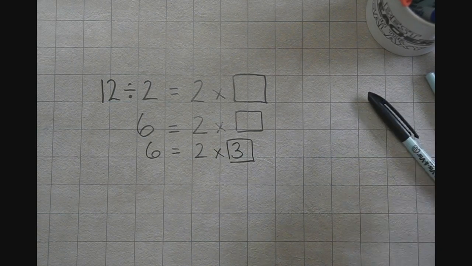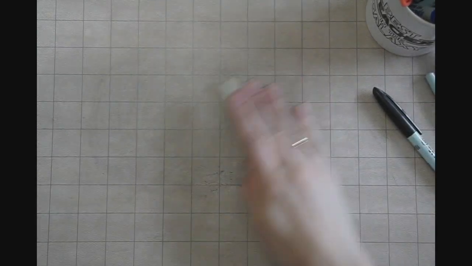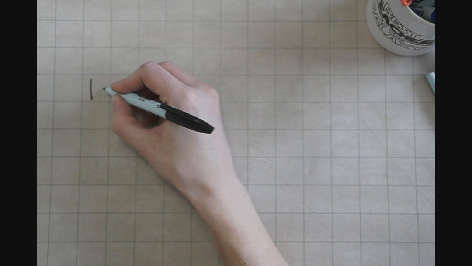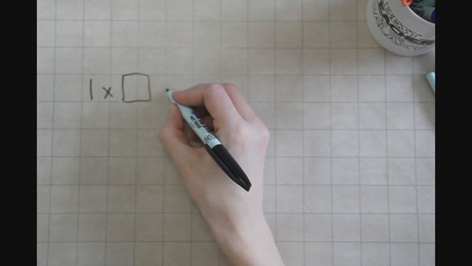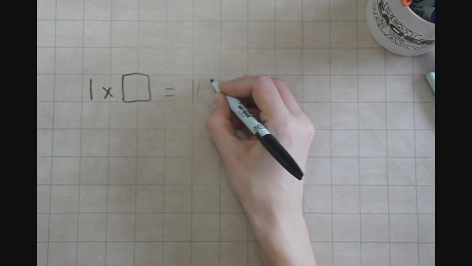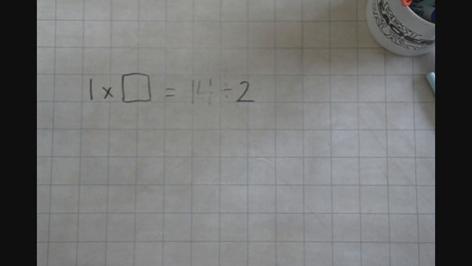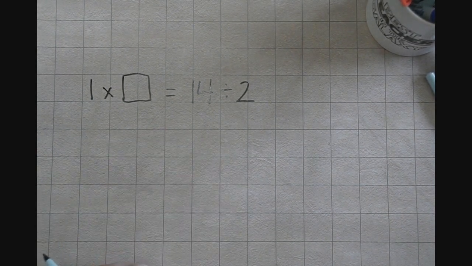All right, ready for the last one? I'll clear my board, and then you can write it down and solve it. Here we go. Last one to practice with me. 1 times mystery box equals 14 divided by 2. Pause the video and try to solve this one in your journal.